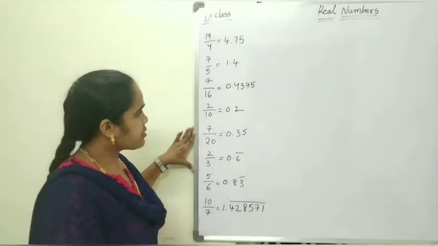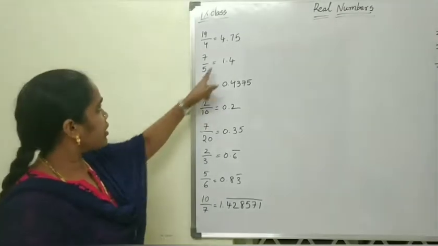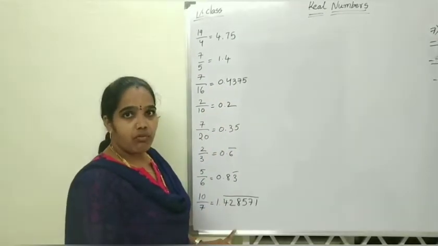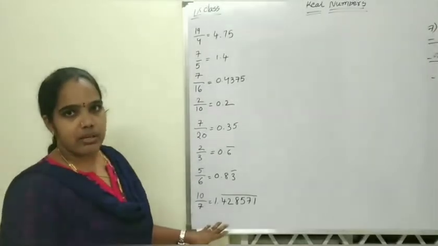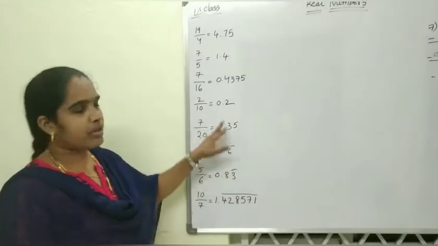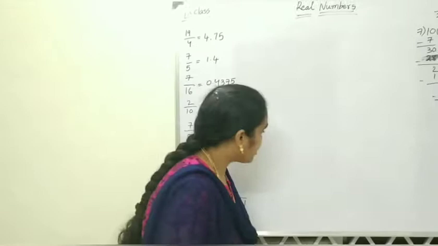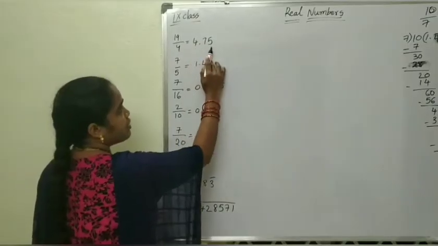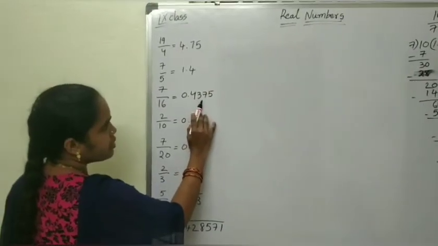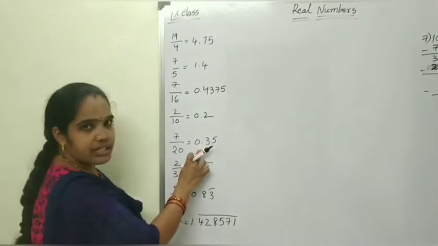Already in the last class I explained we have 2 types of decimal forms. What are those? Terminating decimals and non-terminating recurring decimals. These are which types of decimals? These are terminating decimals. This is terminating, this is terminating, and this is terminating, and this is terminating.